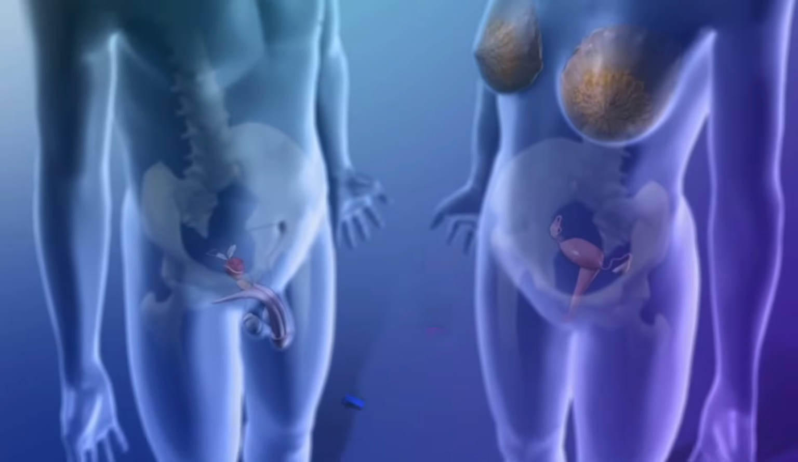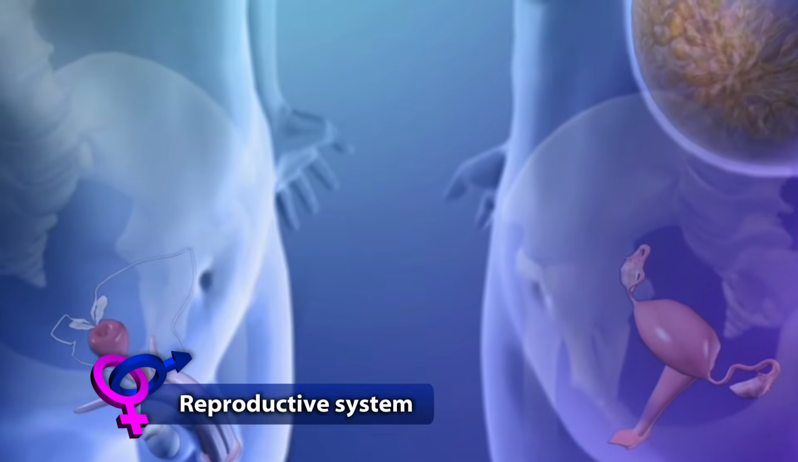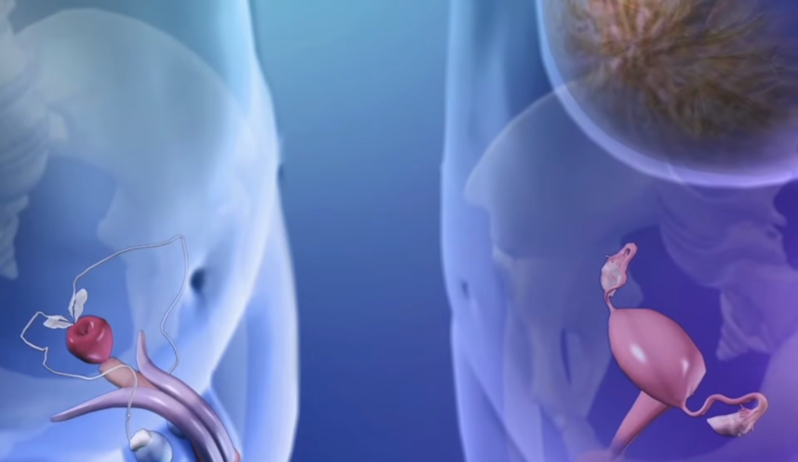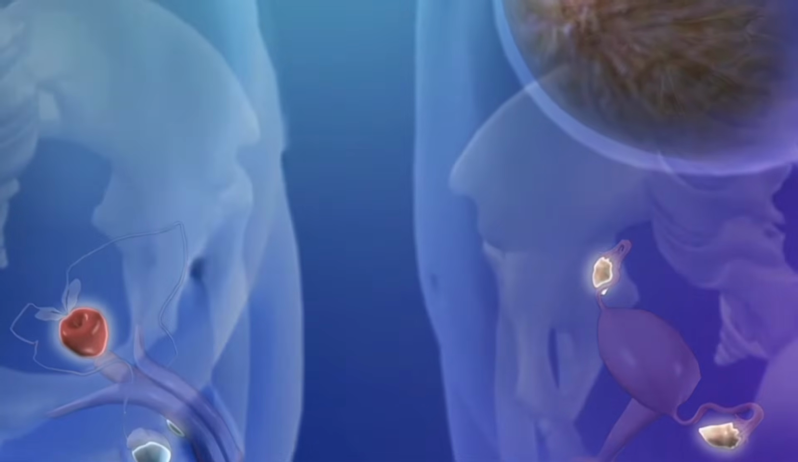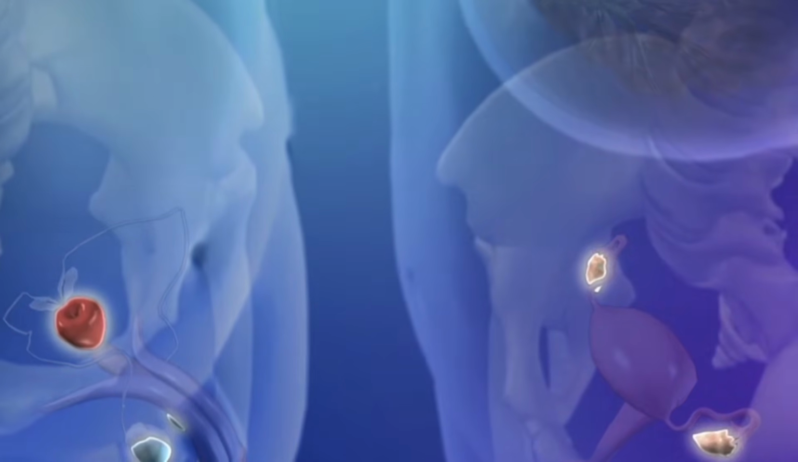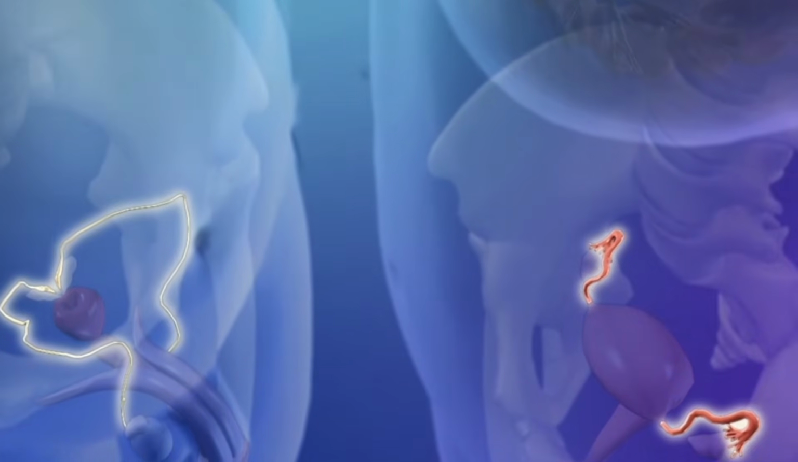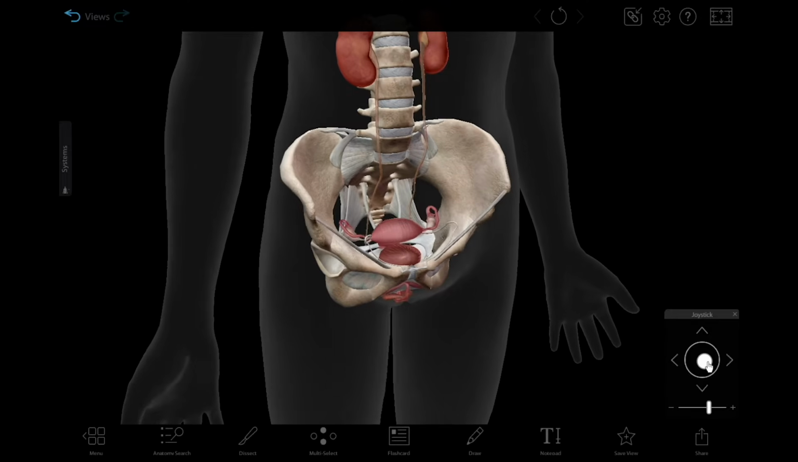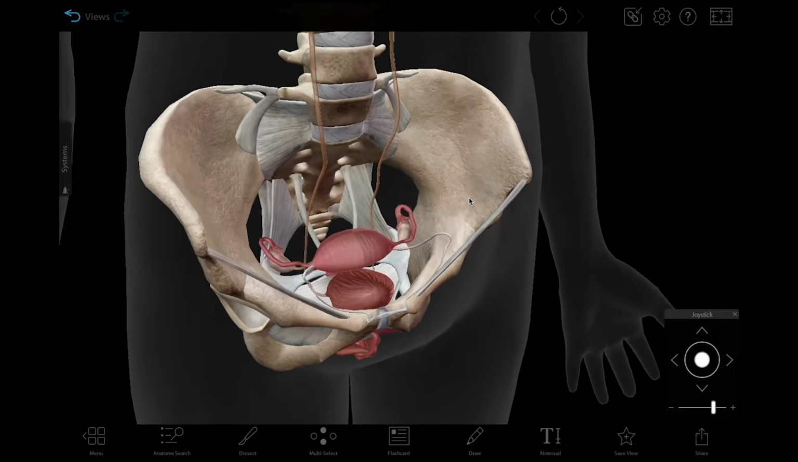The main function of the human reproductive system is to produce gametes, or sex cells, and to pass genetic information to the next generation by carrying out the process of sexual reproduction. Let's explore the structures of the female and male reproductive systems using Visible Body Suite. First, we'll look at the female reproductive system.